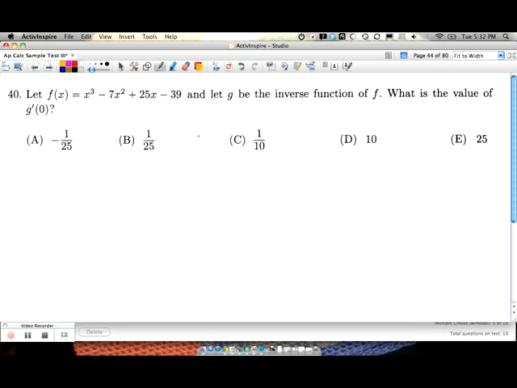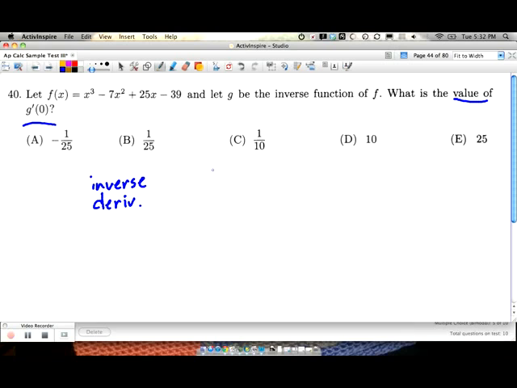Let's look at number 40. We got 6 questions to go: 40, 41, 42, 43, and 45. Let f of x equal this. Let g be the inverse of the function f. What is the value of g prime of 0? Okay, so this is something that we haven't really worked on a whole lot. It has to do with inverse derivatives.